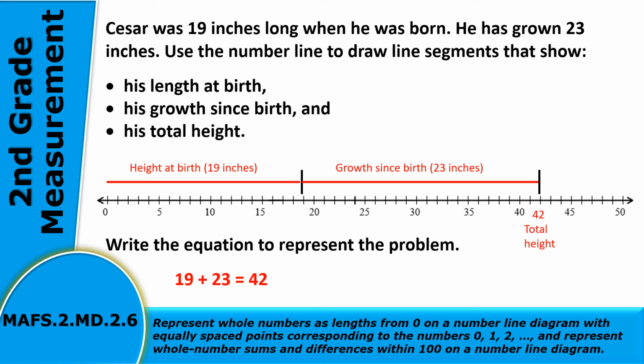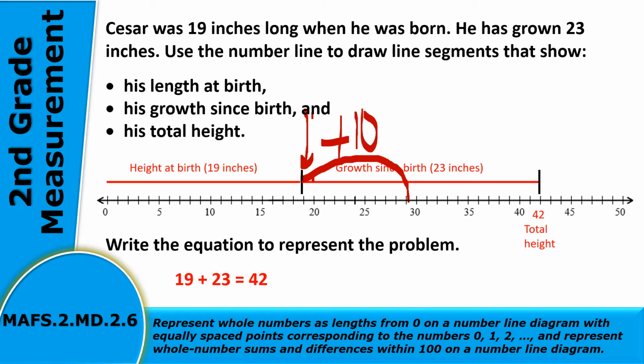Caesar is 19 inches long, so the first line segment starts at 0 and stops at 19. Let's mark that. Right there at 19. Let's see if we can make that a little better. Right there at 19. And it says that Caesar grew 23 more inches. So if we start at 19, we can jump 10. That will take us to 29.